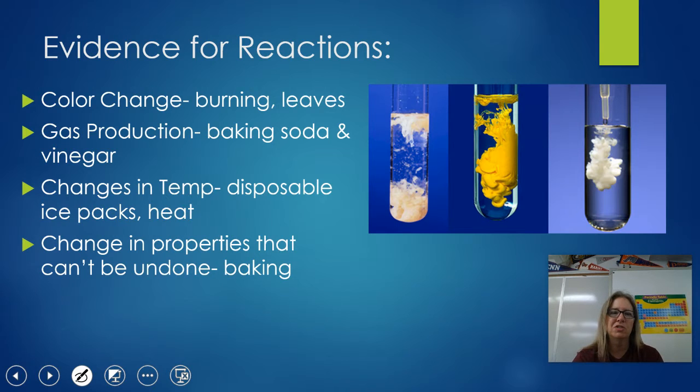This is a weird one. Changes in properties that can't be undone. And really this is baking. You put all the ingredients together, and it's not like you can separate the ingredients out even before something is baked. Like imagine making a cake, okay? It's not like you can pull the eggs out of the batter or anything. But they are still chemically identified as separate ingredients. Once it's been baked, it changes the property, and that is some evidence of reaction.